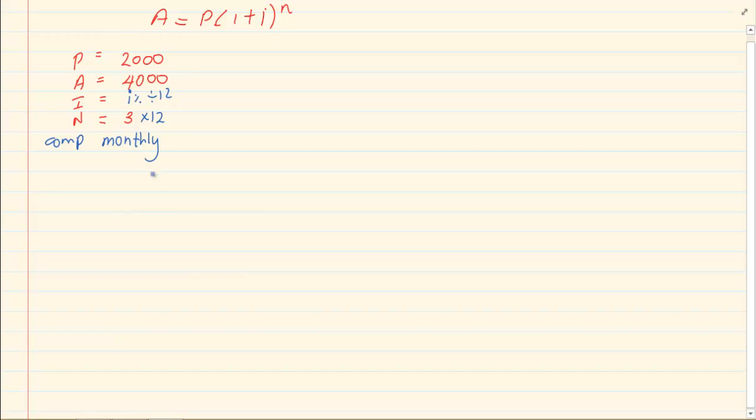You substitute what you have. We're going to put our interest, and it's going to be to the power of 36. Then we're going to divide by 2,000. Now this is your algebra, and we had discussed it in the grade 10 summary. We had also discussed it in the entire grade 10 syllabus. Once you do that, it's algebra.